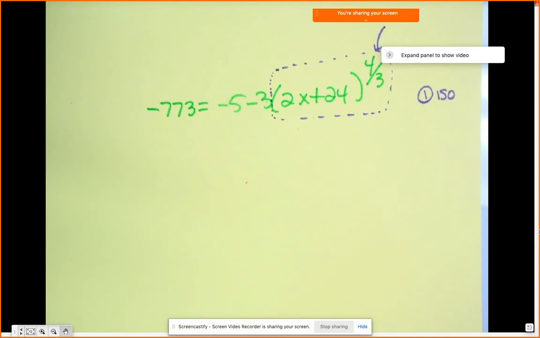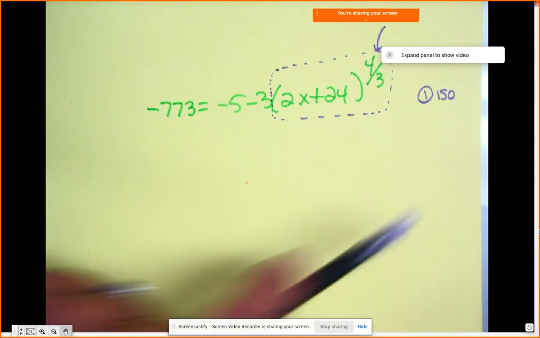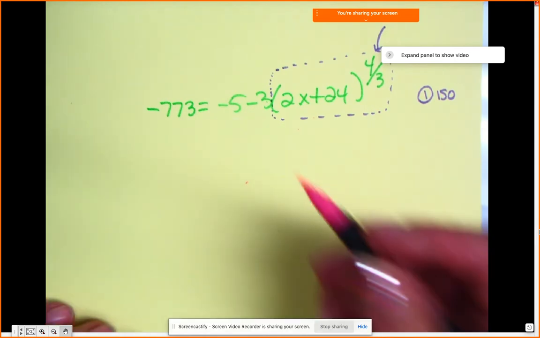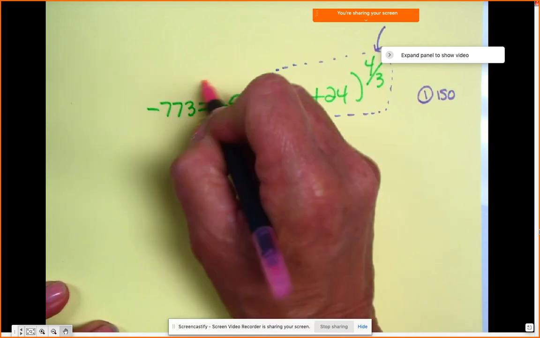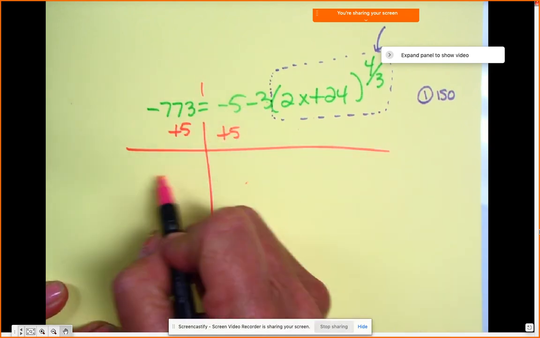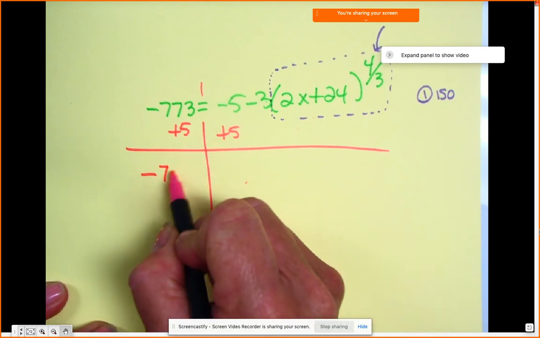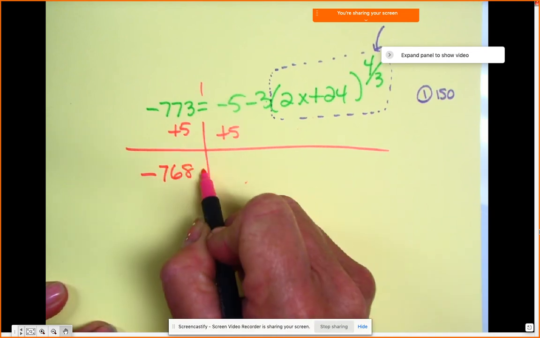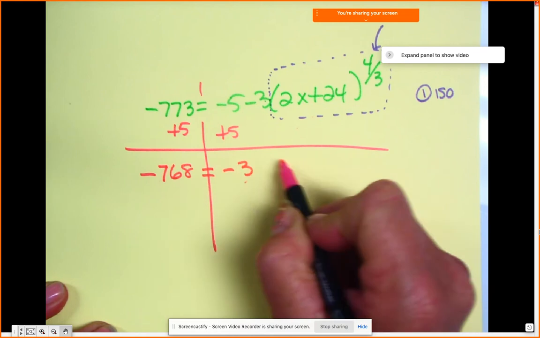Okay, so the first step is I'd like to get rid of the negative 5. So the inverse operation would be add 5 to both sides. Easy enough. So I get negative 768, got it, equals negative 3 times.